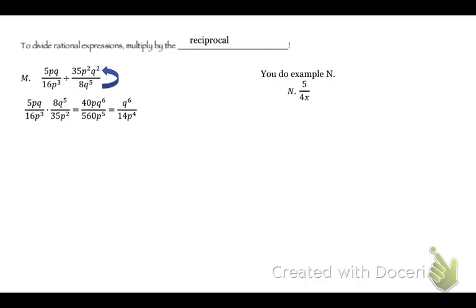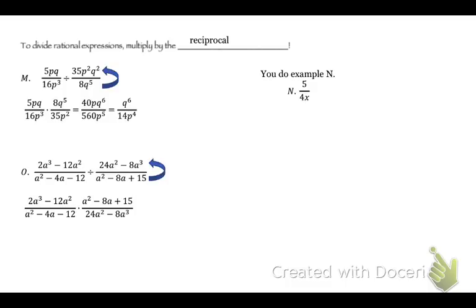Okay, you can do example N. Just flip it and multiply. You should get 5 over 4x. Then for this one, before we factor everything, we're going to flip that. So you get 2a cubed minus 12a squared over a squared minus 4a minus 12 times a squared minus 8a plus 15 over 24a squared minus 8a cubed.